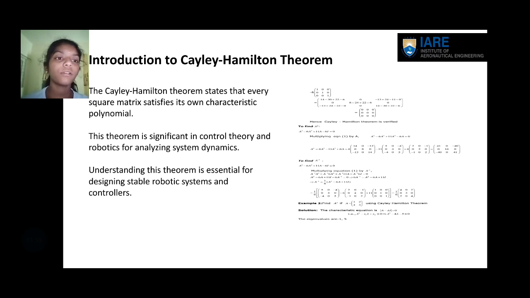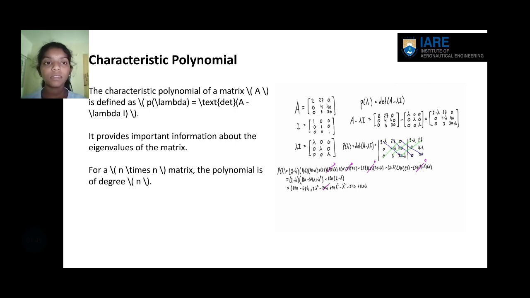Here is the example in mathematics. We can see the matrix using Cayley-Hamilton theorem. See, the characteristic polynomial. The characteristic polynomial of a matrix is defined as p(lambda) equals det of A minus lambda I, where I is the unit matrix. So it provides important information about the eigenvalues of the matrix.